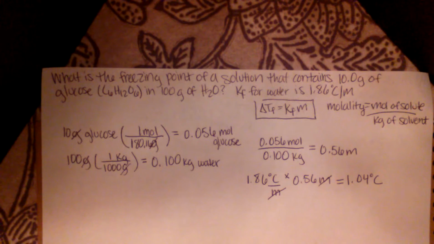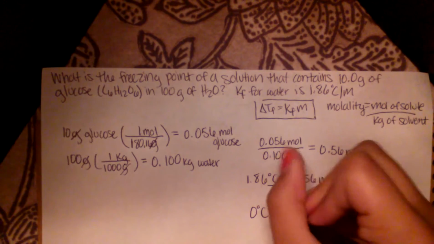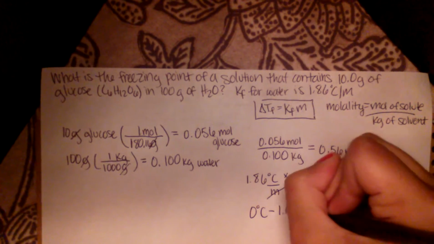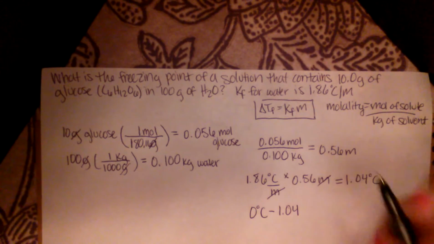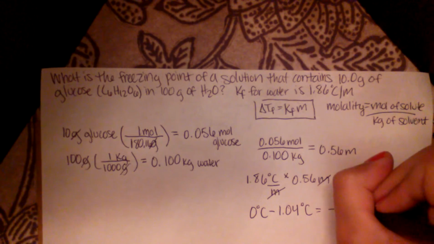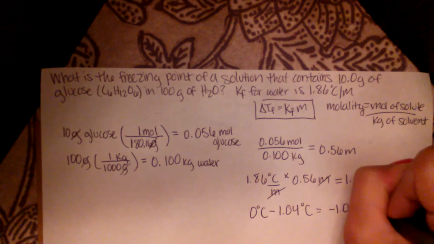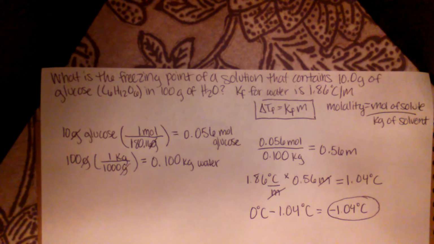So the freezing point of water is 0 degrees Celsius. And we've determined that the change in temp was 1.04 degrees Celsius. So basically you take 0 degrees Celsius and you subtract the value of the 1.04 degrees Celsius, and you will get negative 1.04 degrees Celsius. And that is your final answer for the freezing point of the solution.